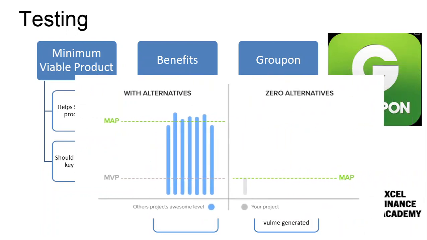So this is the minimum acceptable product. If you have alternatives and there are customers at some level, then here is the level where you need to meet certain criteria for your MAP. But if there is no alternative, then your MVP becomes your MAP as well. So this is how the product works.